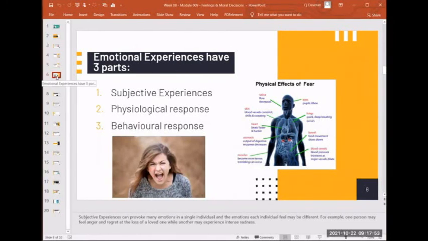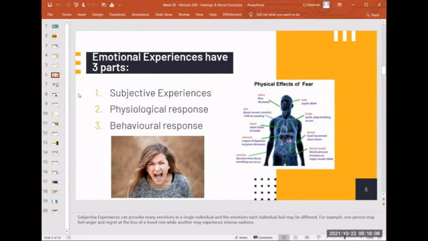So there are three experiences in our response to emotions. The first one is subjective experience. What do you mean by this? When we say subjective experience, our experience with emotions differs from one person to another, because obviously we see one thing differently, we interpret one idea differently. So our experiences depend on our perspective.